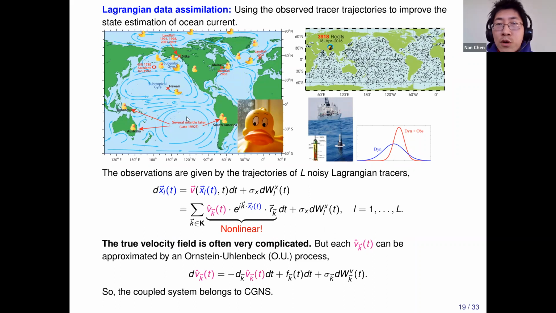So people were motivated by this accident. Nowadays, they put a lot of these devices into the ocean. These devices just go everywhere according to the ocean current, and they send signals back to the satellite. So you can basically trace the trajectories of all these devices. Lagrangian data assimilation basically means we try to use observed tracer trajectories to improve the data assimilation of the ocean current. If you do not have these tracer trajectories, what you can do is use your ocean model to do a forecast.